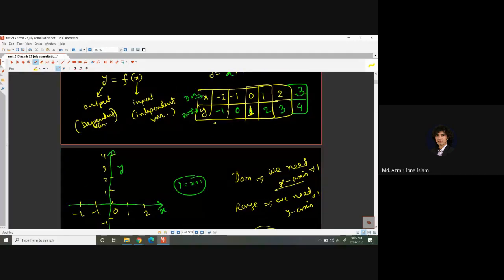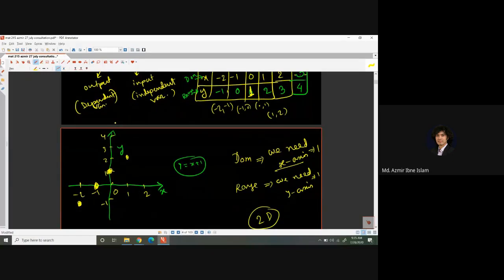So -2, -1, that is a point. So -2, -1 will be here. -1, 0, that is here. 0, 1 point, this is here. 1, 2 point, 1, 2. So now we don't need other points. We can join all these points and we have the graph.